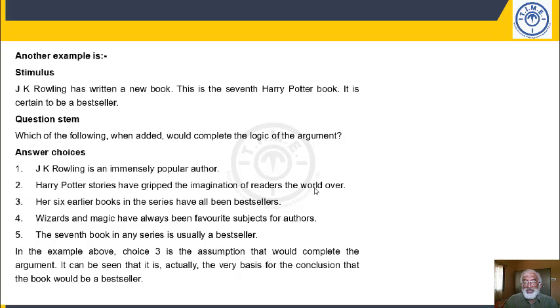Rowling has written a new book. This is the seventh Harry Potter book. It is certain to be a bestseller. Now, the conclusion here very clearly is it is certain to be a bestseller. Now, why is it certain to be a bestseller? Because she has written a new book? Because it's a seventh Harry Potter book?